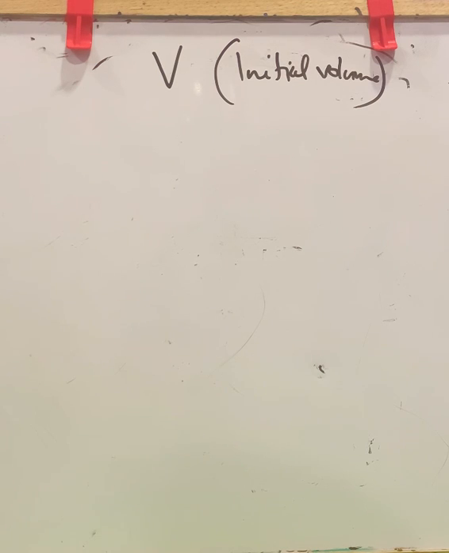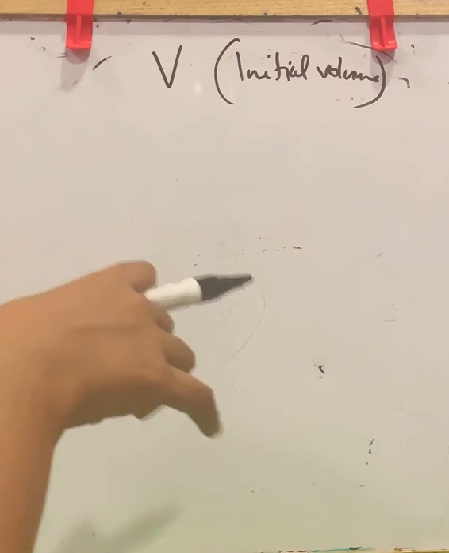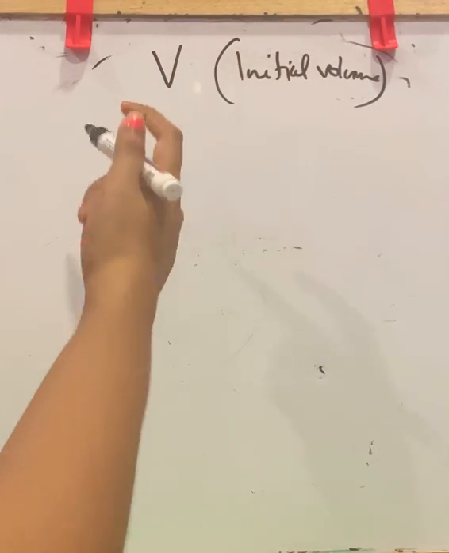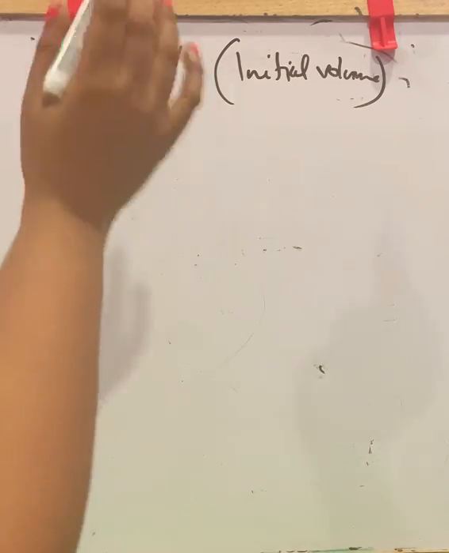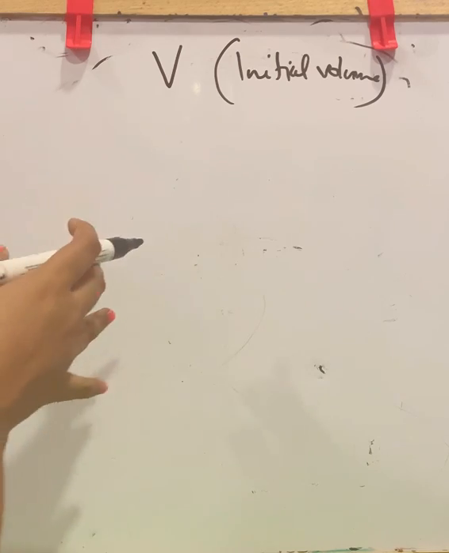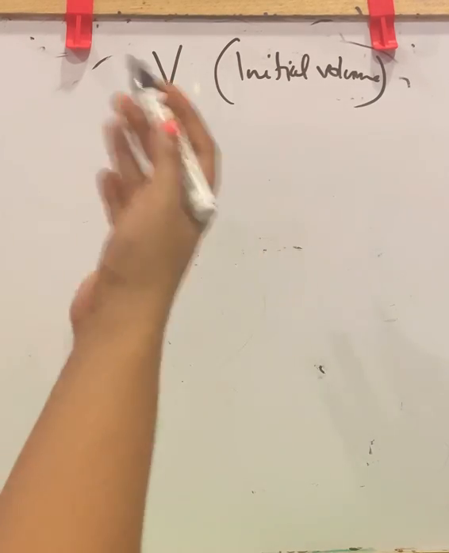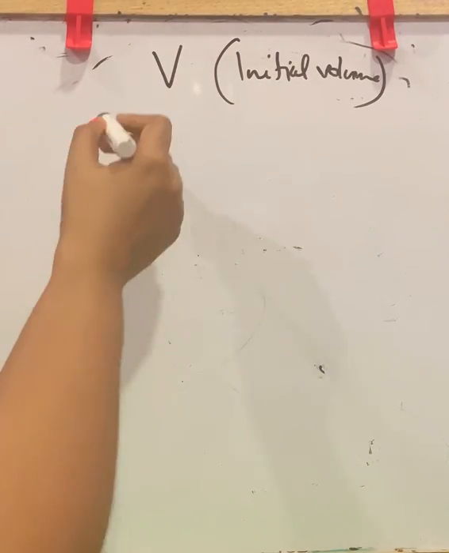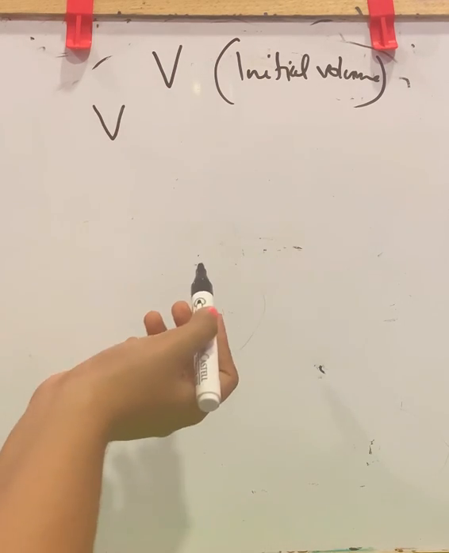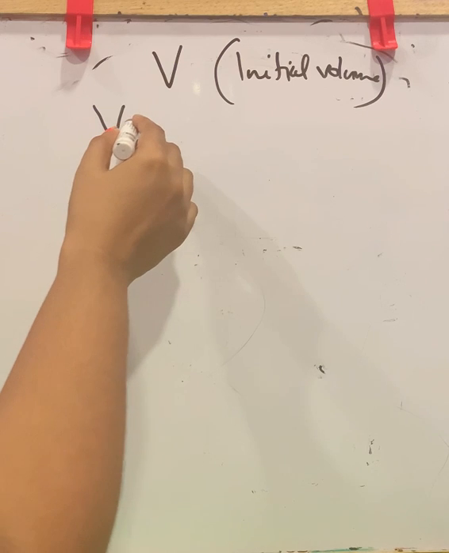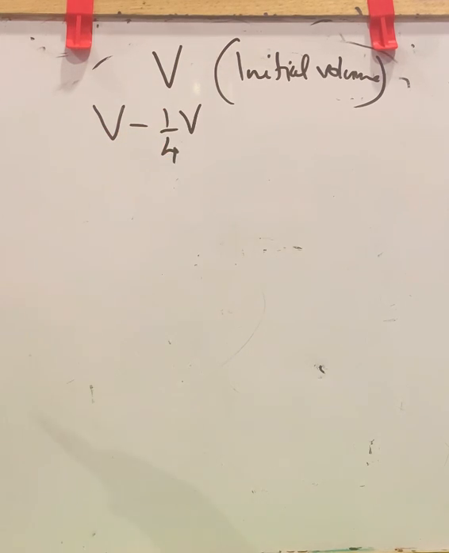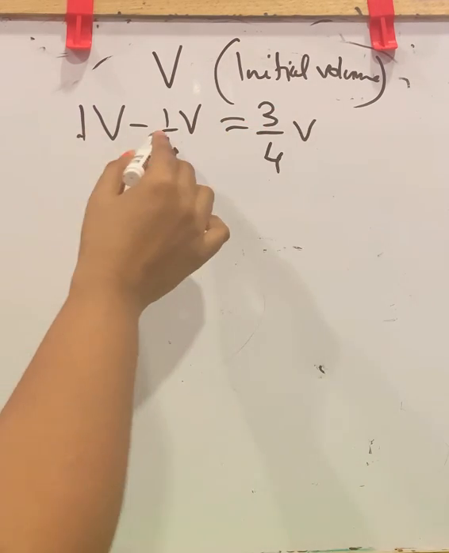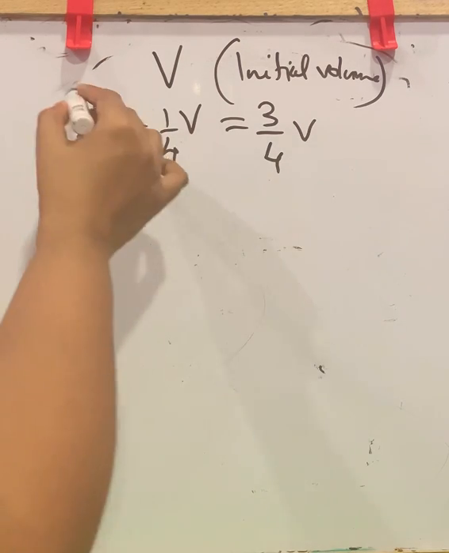After that, in each stroke, the vacuum pump removes 1/4 of the air remaining in the cylinder. This is the initial volume, and after each stroke, it will remove 1/4 of the remaining air in that. So, if we are writing it as an AP, we have to find the other terms in this sequence. So, let us find the next terms. This will be the first term. Second term means first value minus its 1/4, minus 1/4 of volume. This is 1 volume and minus 1/4. The result will be 3/4. From 1, we subtract 1/4 and we will get 3/4. This will be the second term.